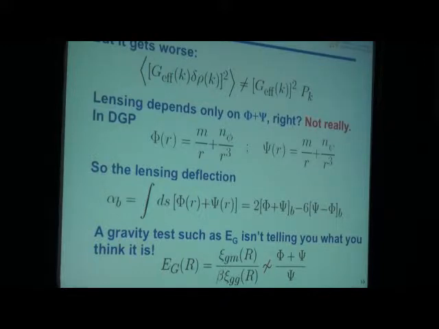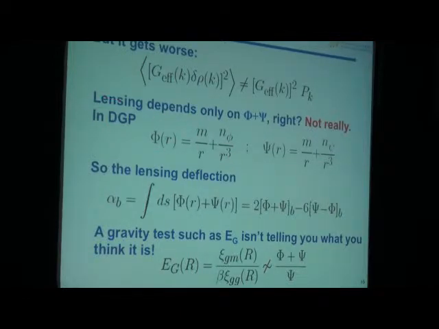Another common bit of wisdom, which is not quite right, is that lensing only depends on the sum of the two potentials, whereas galaxy clustering, for example, depends on only a single potential, and that this is a way we can test gravity and distinguish between gravity theories. Formally, if you're very careful with your words, this is true. Lensing depends only on the sum of these functions. But when you apply it to your observations, you add additional assumptions which falsify this.